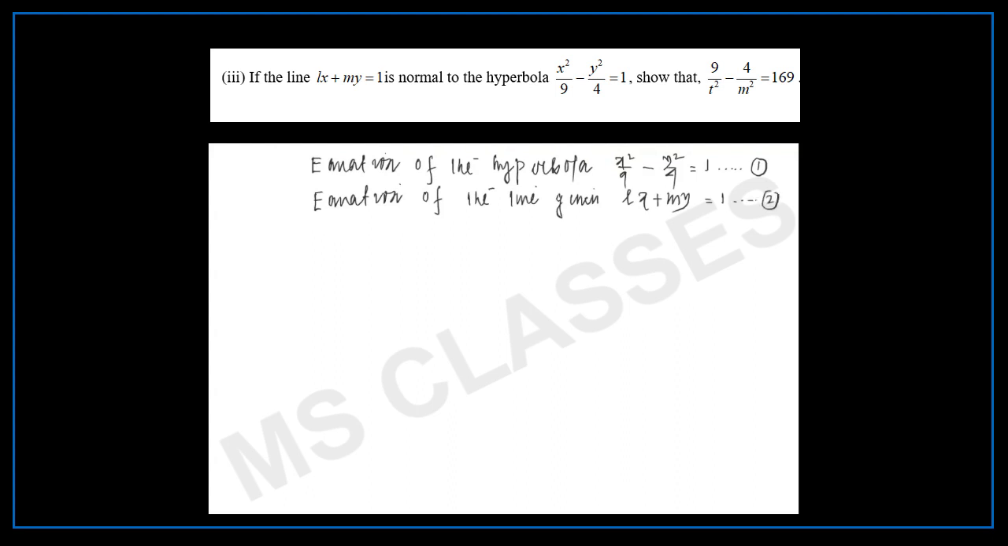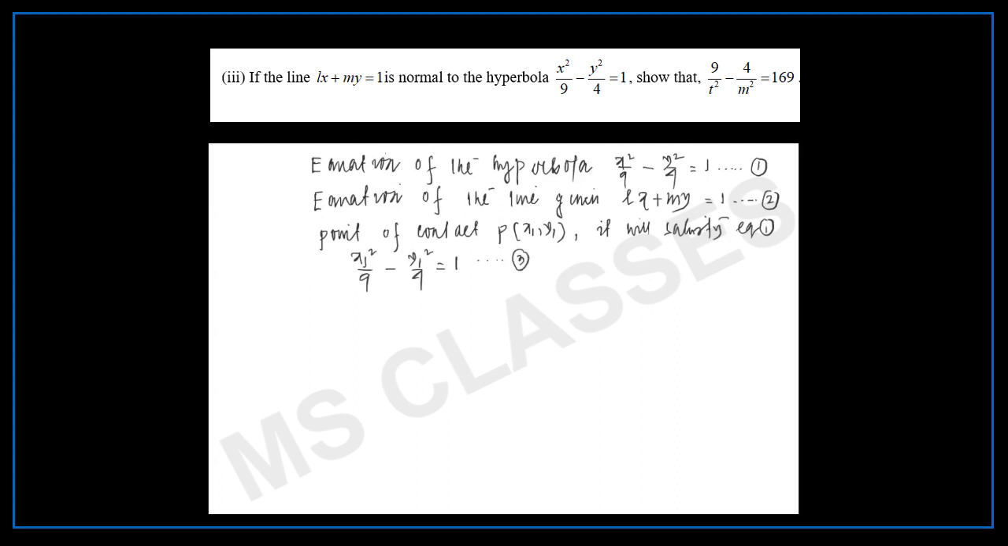To get the normal from this curve, we have to get a point of contact. So we take a point of contact here, that is point of contact P(x1, y1). It will satisfy equation 1. So we get x1 square by 9 minus y1 square by 4 equal to 1. We mark it equation 3.